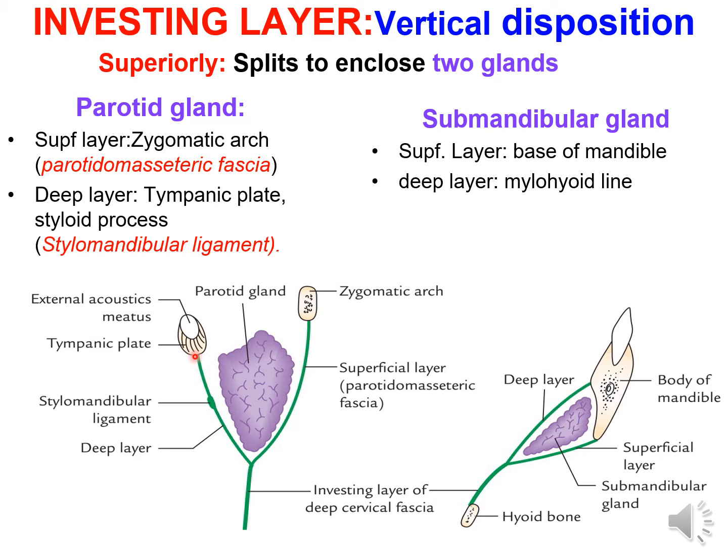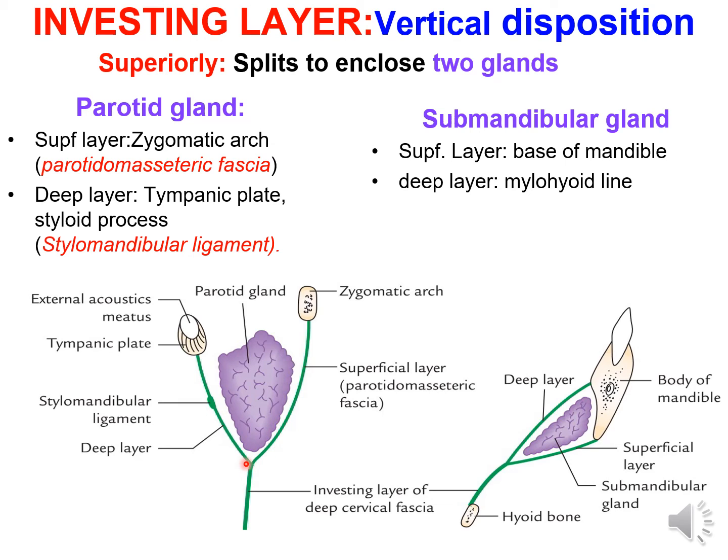Now please remember that this part of the investing layer, which covers the anterior surface of the parotid gland, is thickened to form the parotidomasseteric fascia. This parotidomasseteric fascia is unyielding, so any swelling or inflammation of the parotid gland, for example in mumps, is very painful.